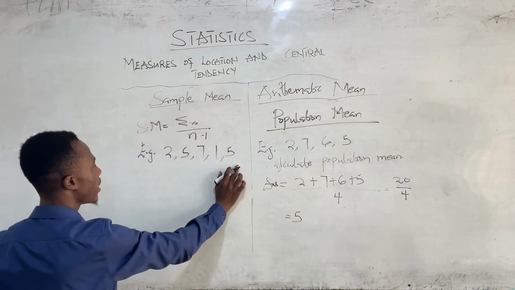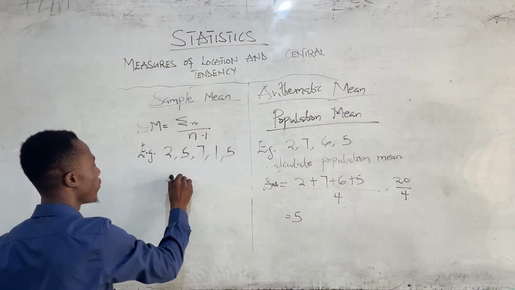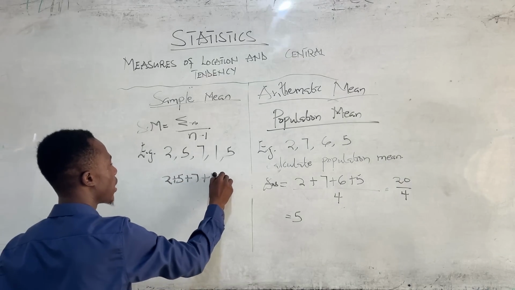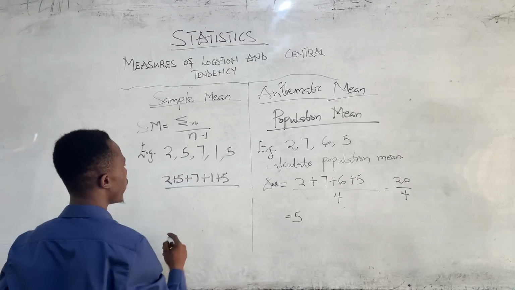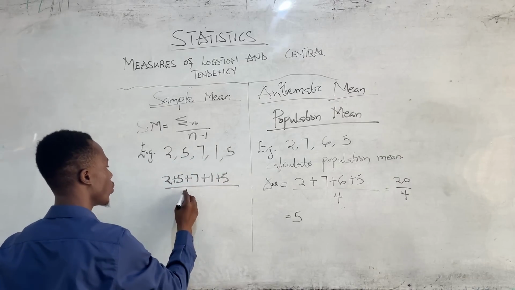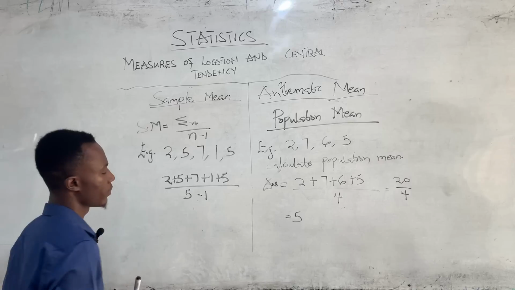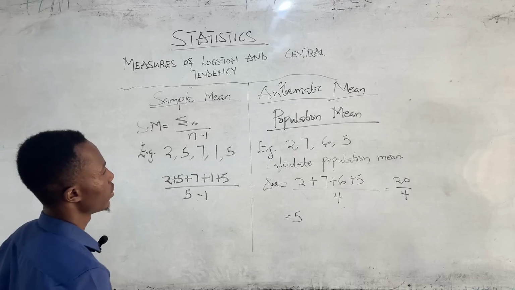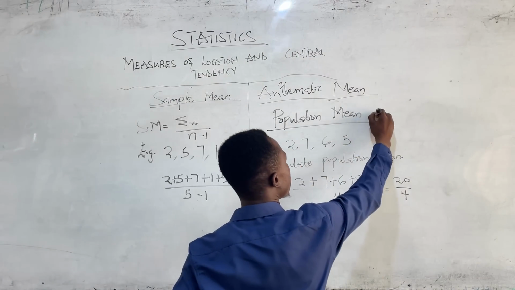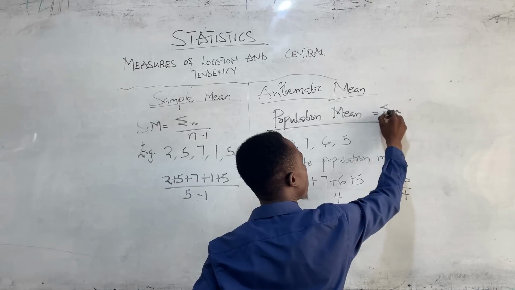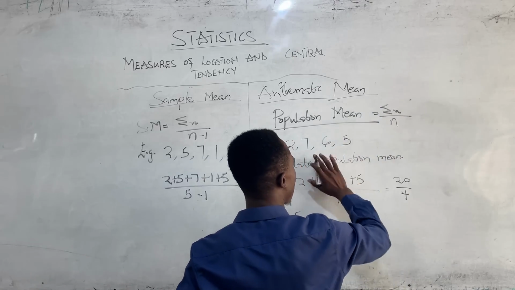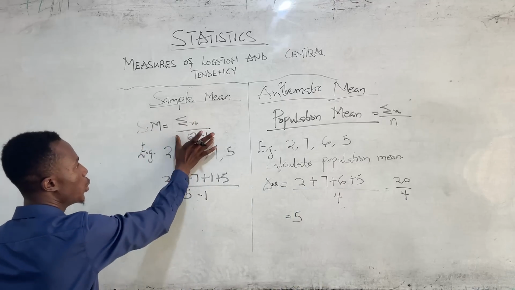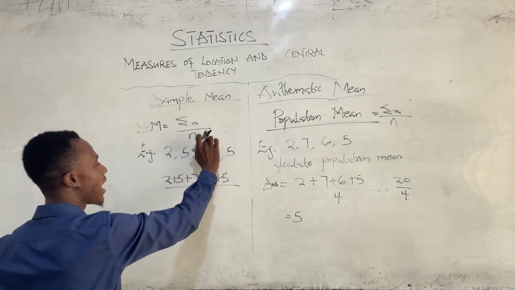Sigma x means sum everything here. That is 2 plus 5 plus 7 plus 1 plus 5. Then you divide it by 1, 2, 3, 4, 5, so you have 5 minus 1. So this is how the sample mean looks. With the population mean, you only sum the total, then you divide it by the number of occurrences. Do you get it? That's what we did over here. But for the sample, you sum everything, you divide it by the total number, and you deduct 1 from it.